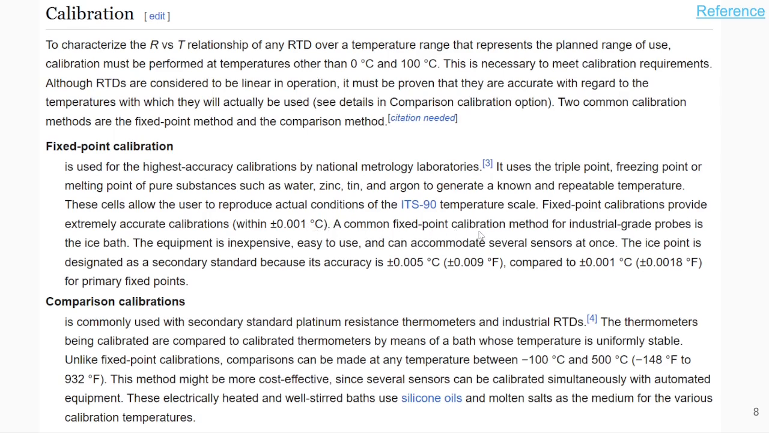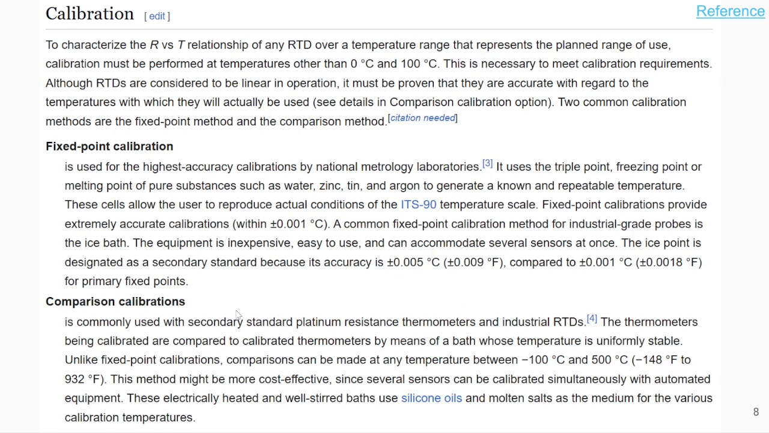A common fixed point calibration method for industrial grade probes is the ice bath, which is not that accurate. Its accuracy is about 0.005 degrees Celsius compared to 0.001 mentioned in this ITS-90. But that accuracy is kind of good for the industrial grade probes.